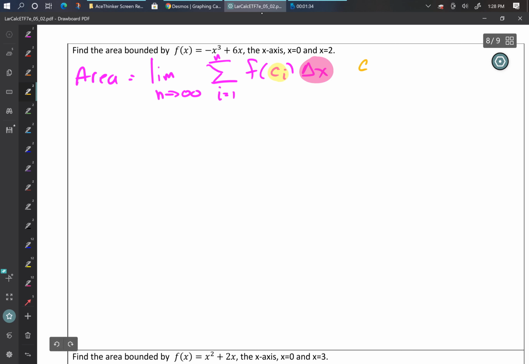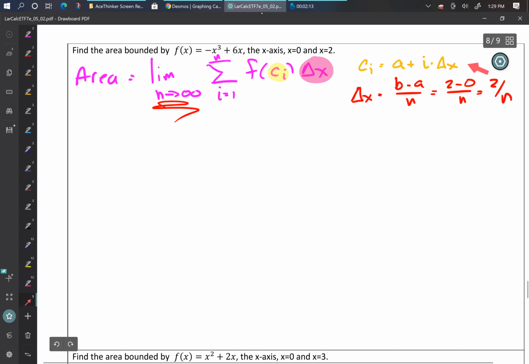All right, so c sub i, because I'm lazy, I'm going to use rights, and rights are defined as a plus i times delta x. So before I can figure that out, I need to know what delta x is. Delta x, by definition, is always b, the right endpoint of the interval that we care about, minus a, the left endpoint, divided by the number of rectangles. In this case, that's going to be the variable that's going to go off to infinity. So specifically, we're looking at 2 minus 0 divided by n, or just 2 over n.